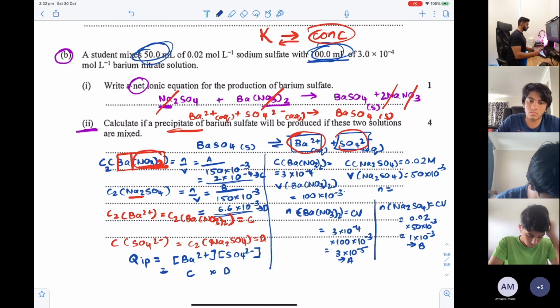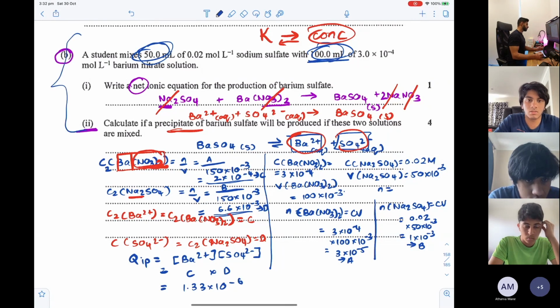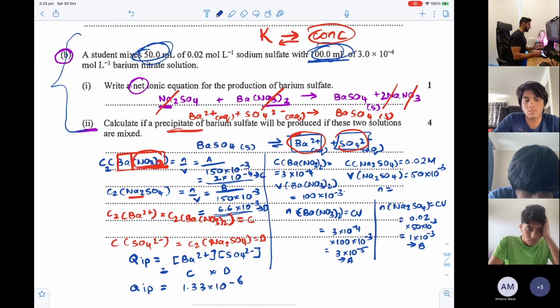Very good. What do we get? What's QIP equal to? 1.33 times 10 to the power negative 6. Good. Now, this question's a bit silly. They shouldn't have given us a temperature. They should have said 25 degrees. So let's assume that it has been given to us. So we've got our 1.33 times 10 to the power negative 6. What are we going to compare Q to determine if a precipitate was produced?